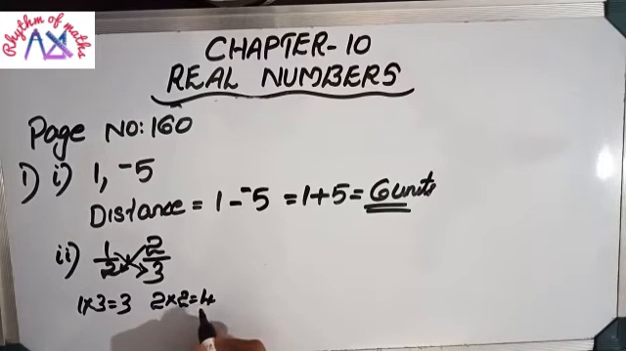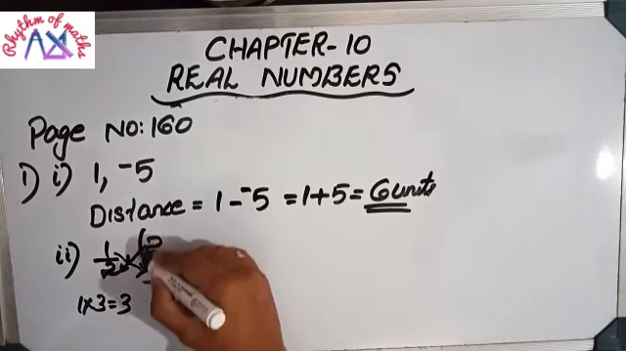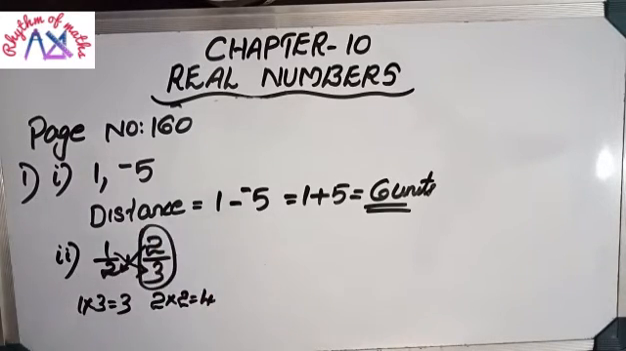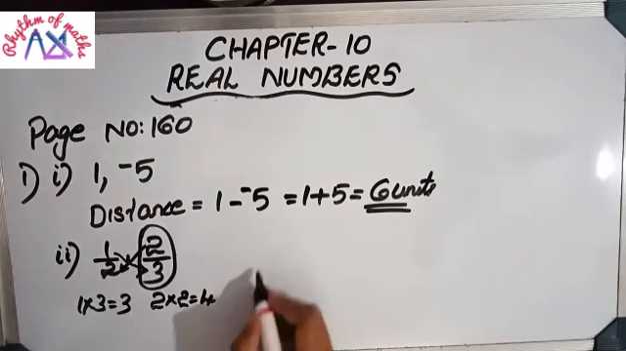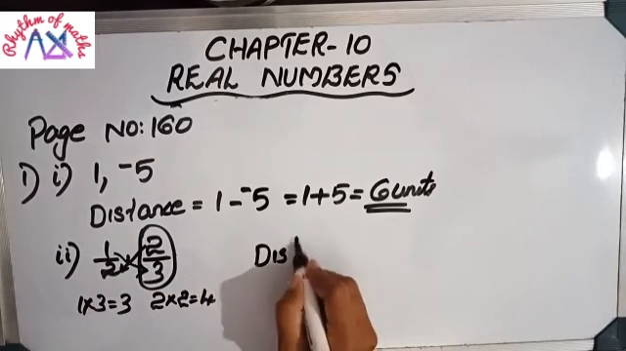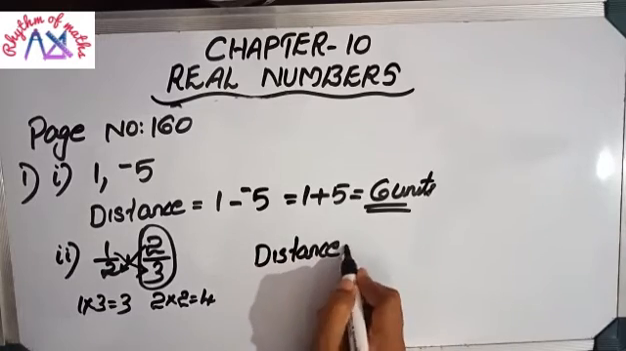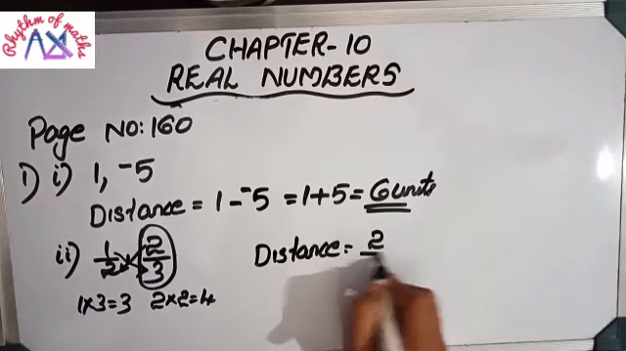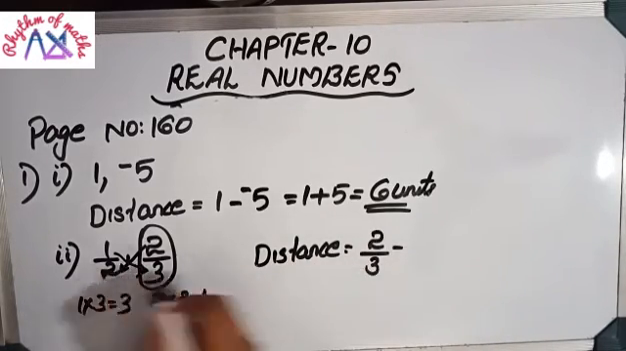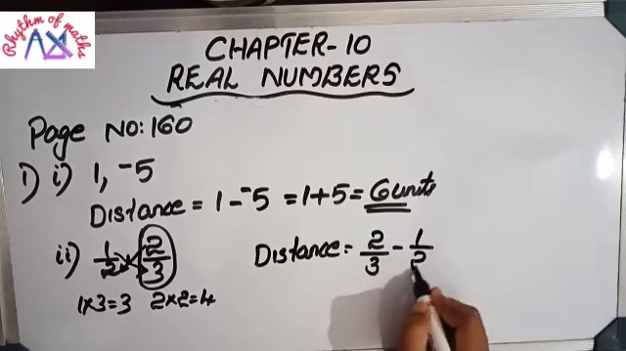Yes, 4 is the larger number. That means 2 by 3 is the bigger number. Okay, this answer, which one is the largest answer? The corresponding fraction will be the bigger number. So 2 by 3 is the bigger number. So distance will be what? Bigger number 2 by 3 minus smaller number, that is 1 by 2.